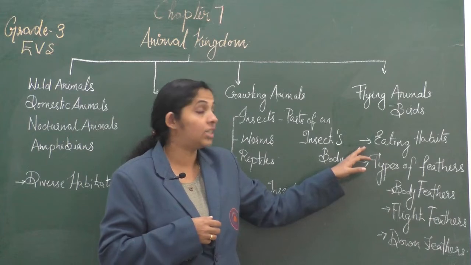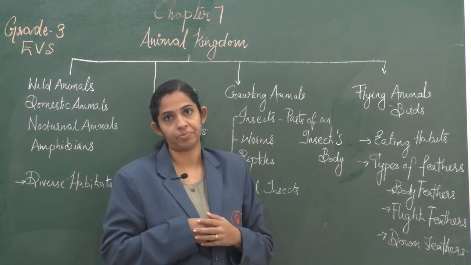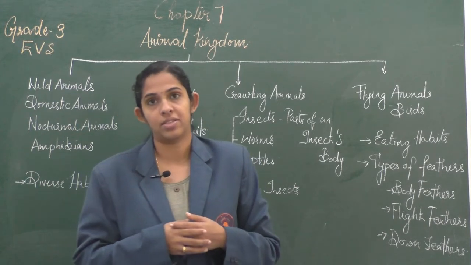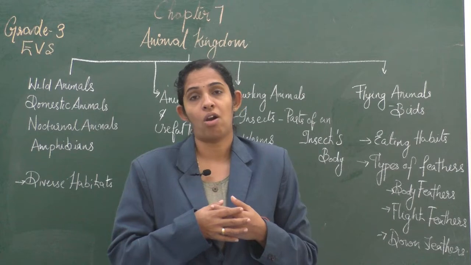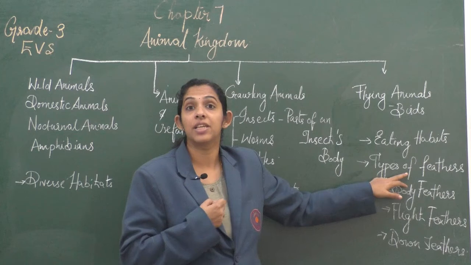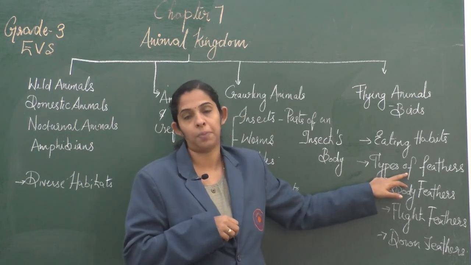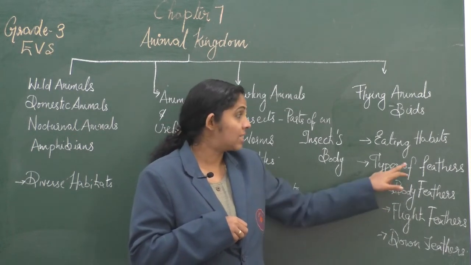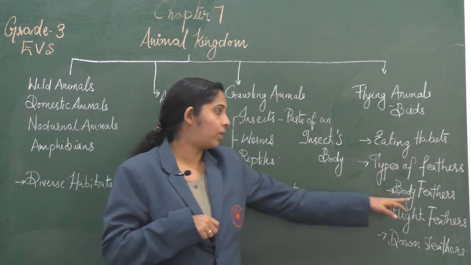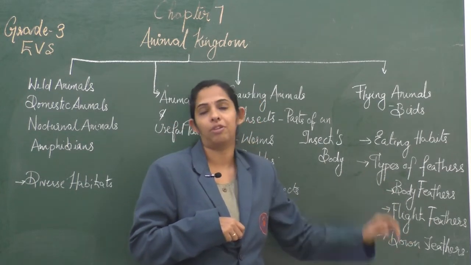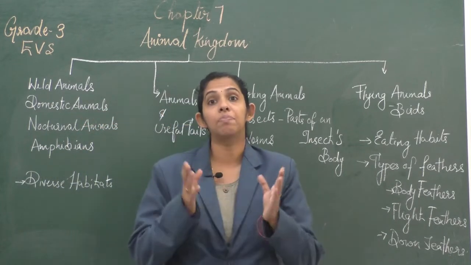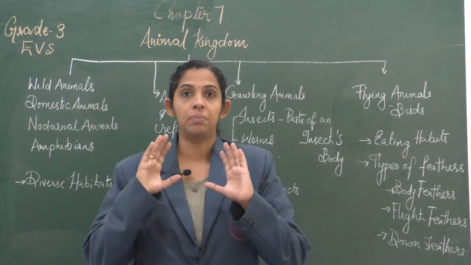Next, we have seen the different eating habits of birds. There are fruit eating birds, nectar eating birds, seed eating birds. We have seen different examples of these different eating habits of birds. Next, we have seen the different types of feathers in birds. Based on their functions, feathers can be classified mainly into three. They are body feathers, flight feathers and down feathers. So what are body feathers? It is the most common type of feathers that can be found on a bird's body.